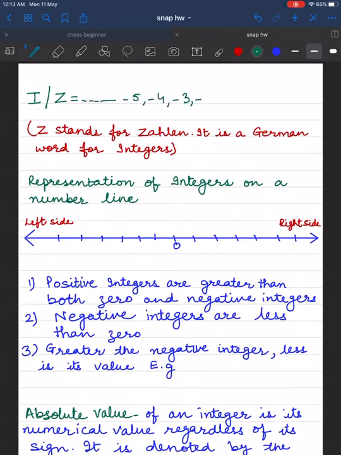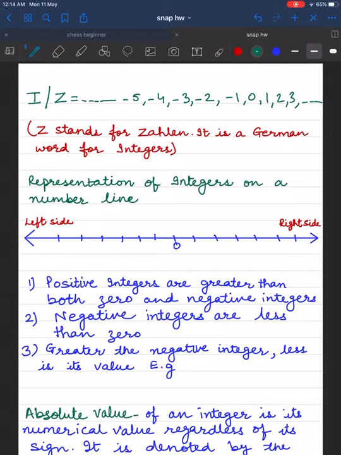So, here you can see minus 5, minus 4, minus 3, minus 2, minus 1, 0, 1, 2, 3 and so on. We can extend integers on both the sides, on negative side also and on positive side also. Now, let's represent integers on a number line. We draw a line with the help of a ruler and mark a point as 0 almost in the middle of it. We mark some points at equal distance on both sides of 0. So here you can see.